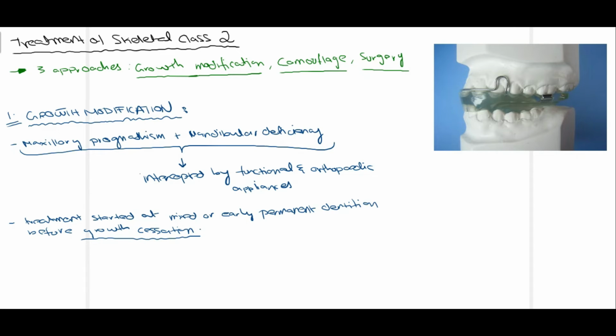Now in growth modification, maxillary prognathism and mandibular deficiency can be intercepted when we use some functional and orthopedic appliances. Now, this treatment is started when the patient is in the mixed or early permanent dentition phase. We have to start this treatment before growth has stopped, because if the growth has stopped, this growth modification treatment is of no use. You can see in this picture, this is a functional appliance. It is used to move the mandible ahead so that the mandibular deficiency can be corrected.